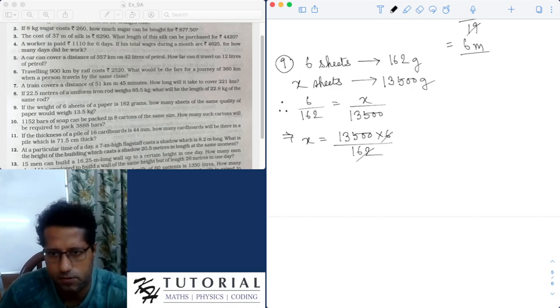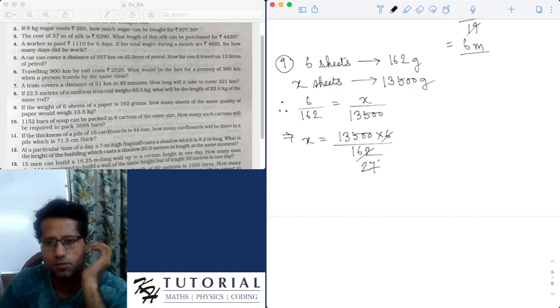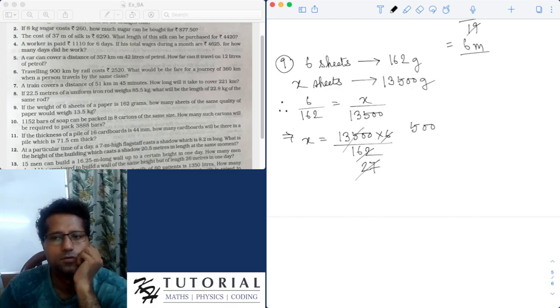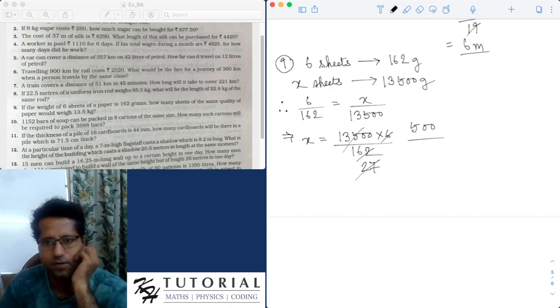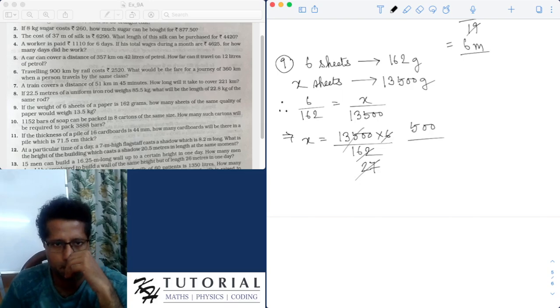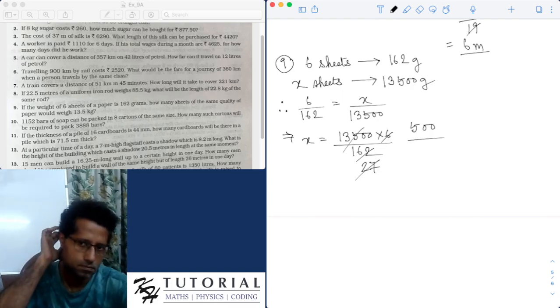So this divides with 6, 27, and 27 by 135 gives 5, so this divides with 500. So x is 500 sheets. 500 sheets of the paper will weigh 13.5 kg. Okay.